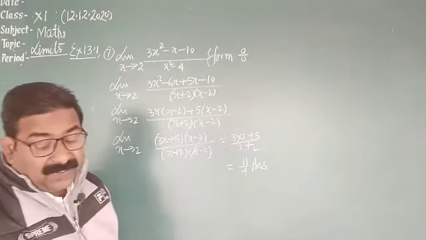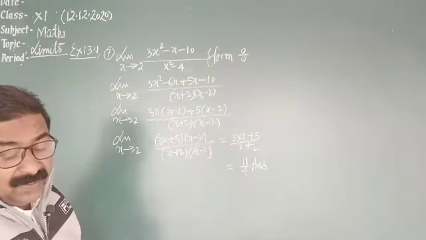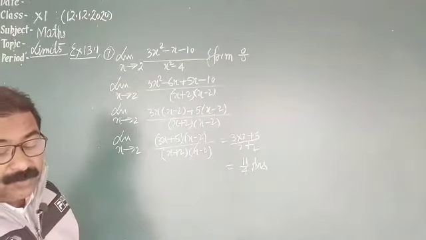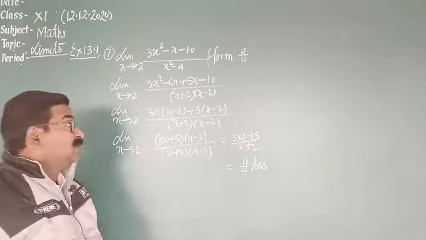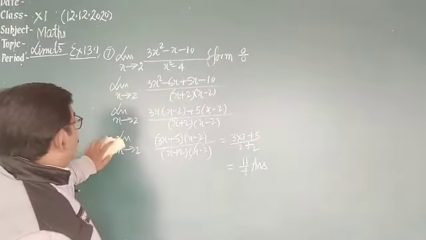Question number 8 is same as question number 7. It is again of the form 0 upon 0. So first you will simplify this, and after that you will get the result. So I am leaving question number 8 for you.